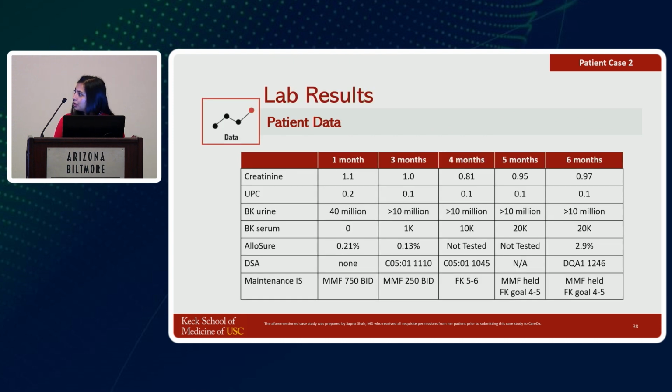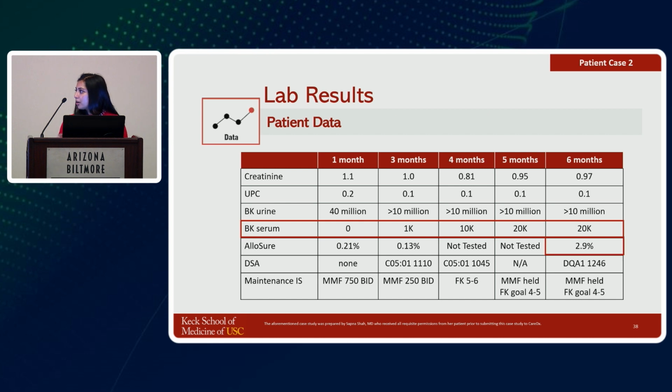So if you look at the trends, you can see that her creatinine was fairly stable for the first 6 months post-transplant. There wasn't much fluctuation. She nadired at 0.8, and her range was 0.8 to 1 with low levels of proteinuria. But within 1 month post-transplant, she developed BK viruria, and within 3 months post-transplant, she developed sustained BK viremia.